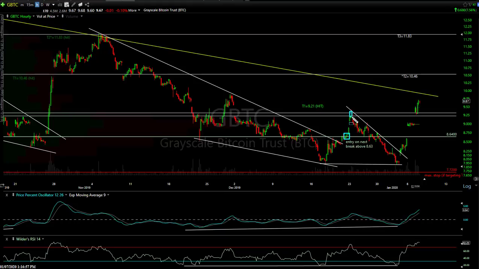We had our first target. That was an opportunity to book profits or tighten stops, and then put in another divergent low here recently, and stayed above the stop on that trade. So if you're holding out for these additional targets, trade's still active. And then we broke out above this downtrend line. That was the catalyst for this next leg up.